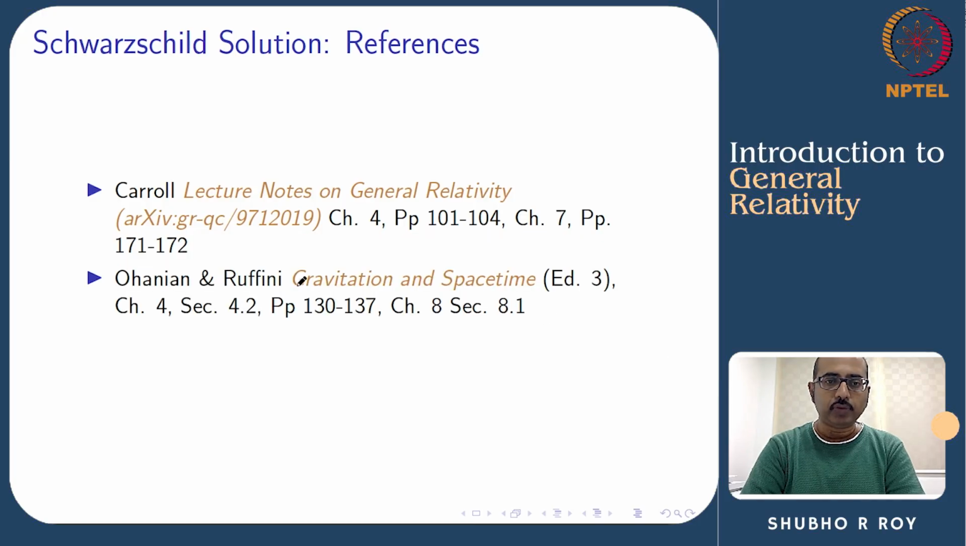The second reference I will recommend is the textbook by Ohanian and Ruffini. I'm using edition 3, and chapter 4, sections 4.2, following pages contain the relevant material for gravitational time dilation and gravitational Doppler shifting. And chapter 8, section 8.1, contains the material relevant to the discussion on coordinate singularities and curvature singularities. Apart from these, as usual practice, the lecture notes will be posted on the NPTEL-NOC website.